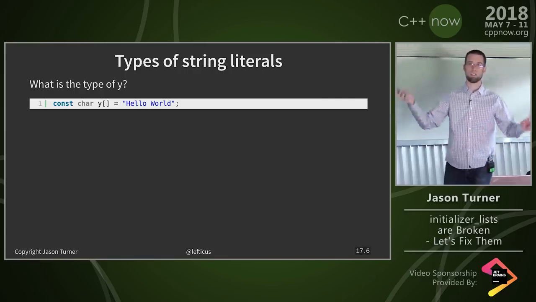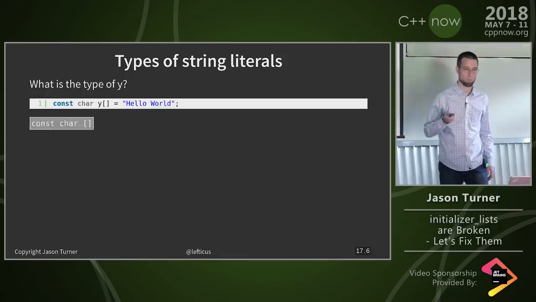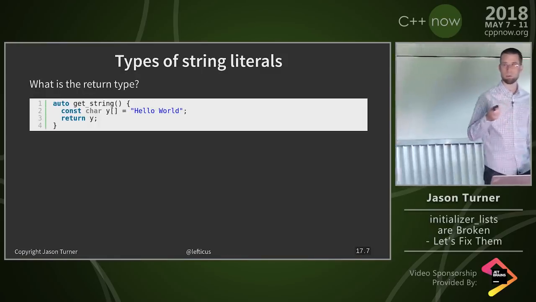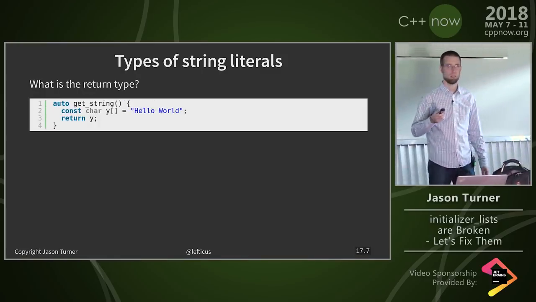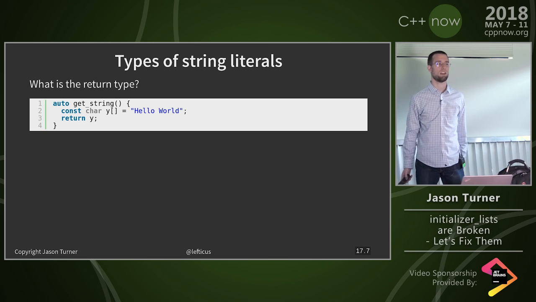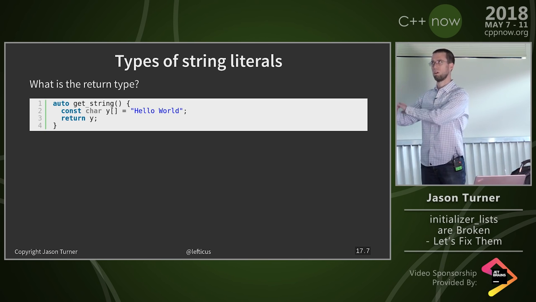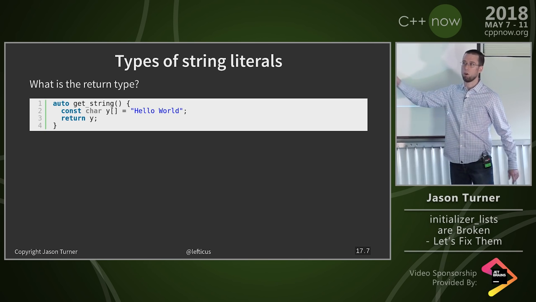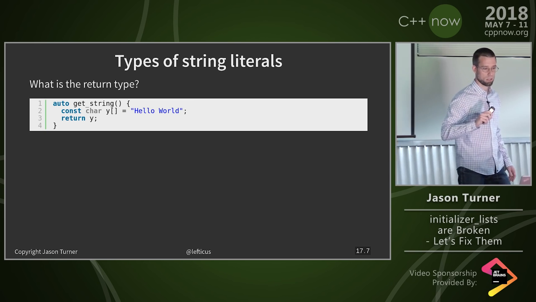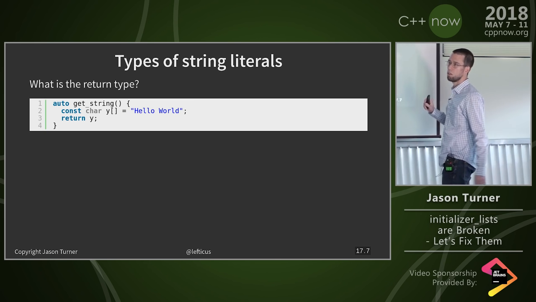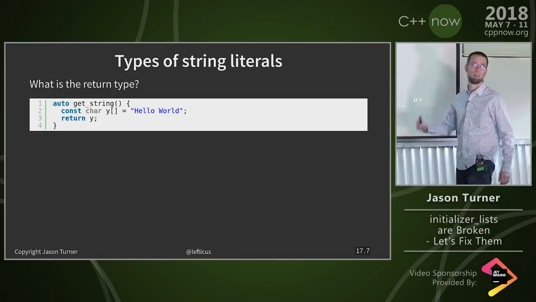A const array of characters with size. A statically sized array of const characters. Okay, what is the return type from our function? A pointer to const char, or a pointer to const char star. Yes. Dangling. No, it's perfectly valid. It's not dangling. Yeah, dangling. It's dangling. Yeah, you're saving it as an array, a local array.